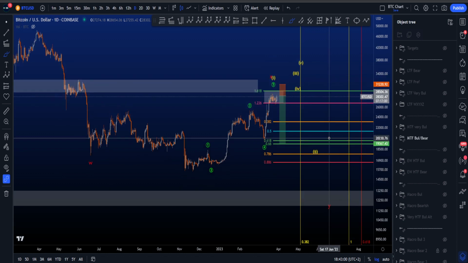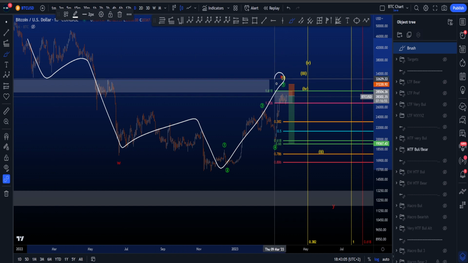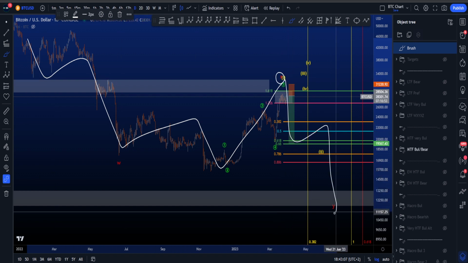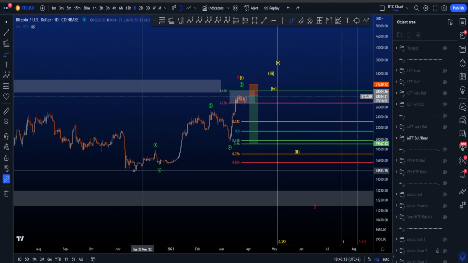If we then look at the bearish scenario, which is the red count, we have a W over here, then an expanded flat in the red X, and then we would be looking for a 3 wave in a wave Y. The targets for a wave Y are a lot deeper, at least taking the lows over here, but more commonly between like 13 and 9k.